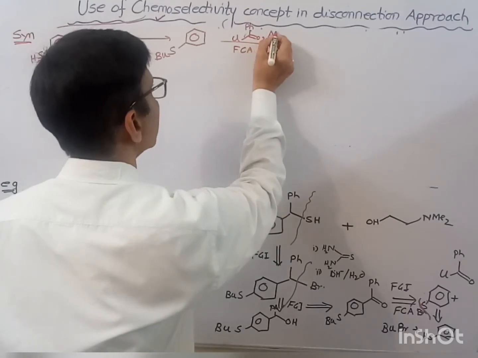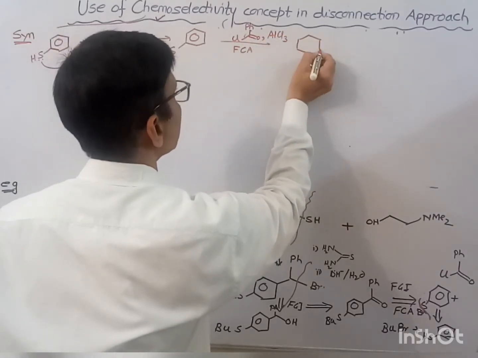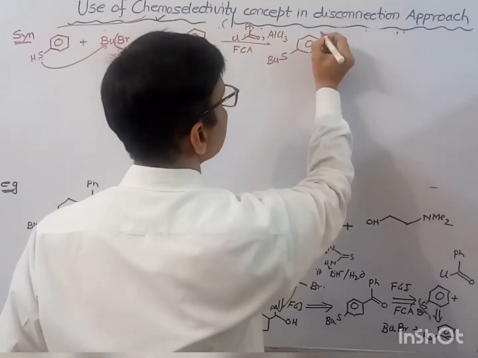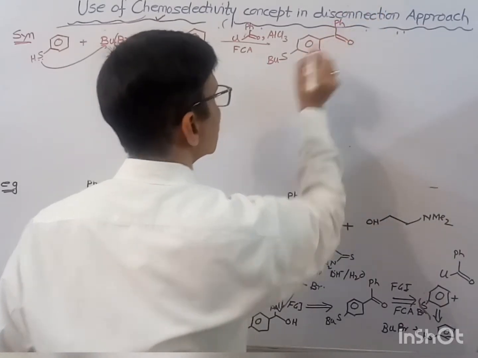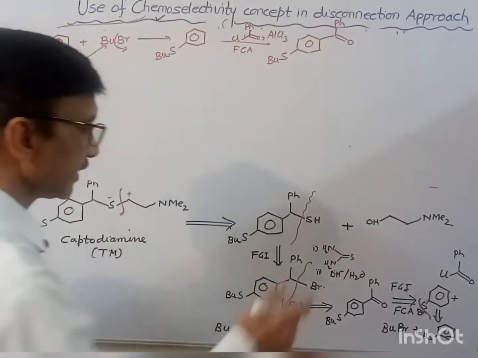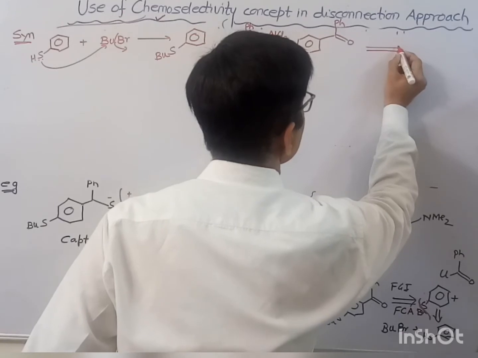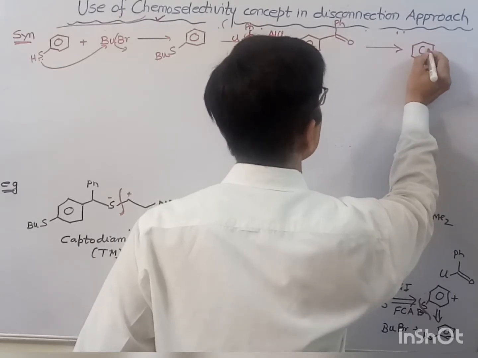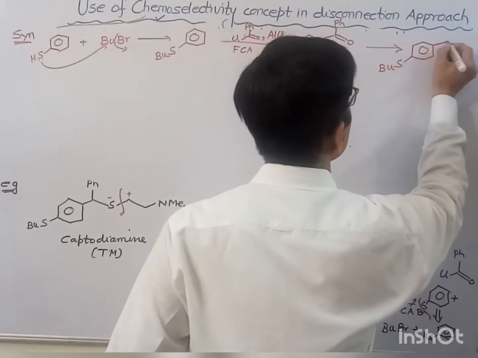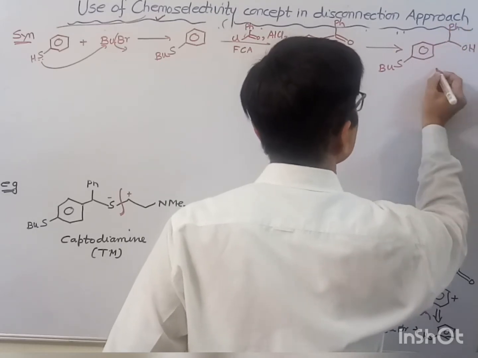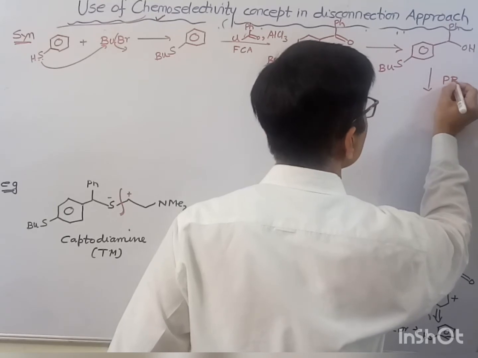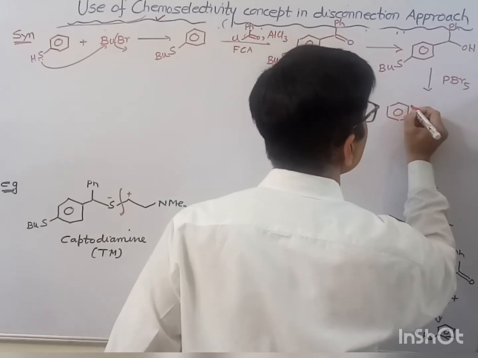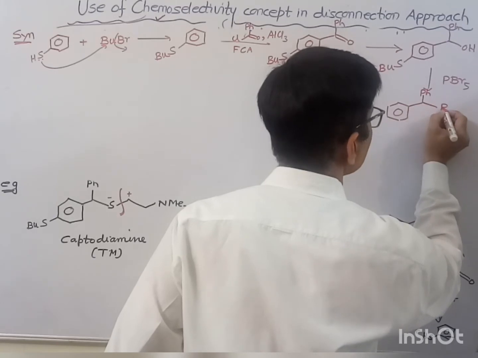In presence of AlCl3, it will get acylated at the para position. Further, oxidation of this, and this would be now in presence of phosphorus pentabromide. In place of OH we may get bromide.